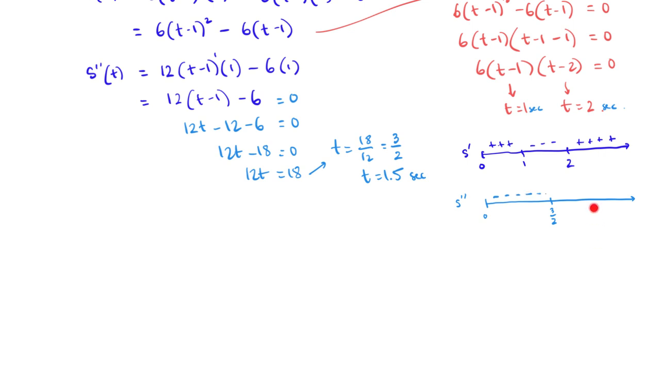Lastly, we pick any number in the second interval such as 100, but 2 will do. 12 times 2 is 24 minus 18, that is positive. Armed with these two sign charts, we can answer questions regarding the extrema and the inflection point.